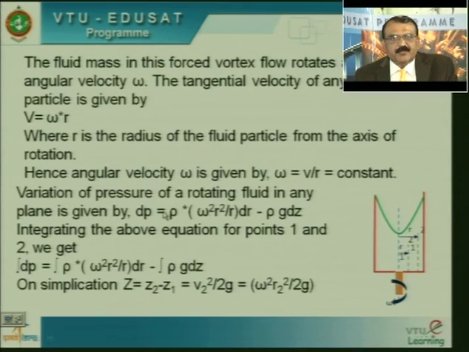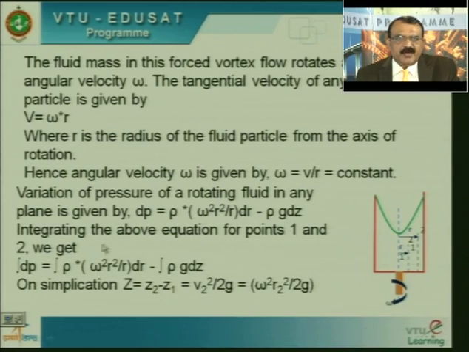Now, the variation of pressure of a rotating fluid in any plane is given by, I repeat, the variation of pressure of a rotating fluid in any plane is given by, kindly remember this formula, because this derivation is quite complex and it is not there in your syllabus. That is the reason I put this equation directly. Again I request you, kindly remember this formula. dP is equal to rho omega square R square divided by R into dr minus rho g into dz.